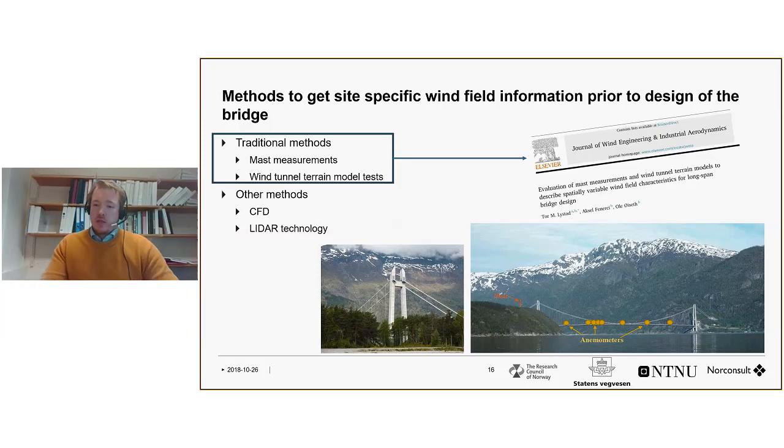So we have recently published a paper investigating the performance of the traditional methods for the Hardanger Bridge. And for the design of the Hardanger Bridge, mast measurements and terrain model tests were performed. If you see the picture in the bottom right here, you can see the position of the mast that was used. It was placed on the headland called Bunese, to the south of the bridge. And since we are now monitoring the wind field along the actual bridge span, we can see how well these predictions correspond with what we see now.